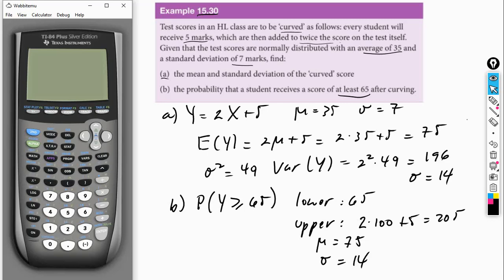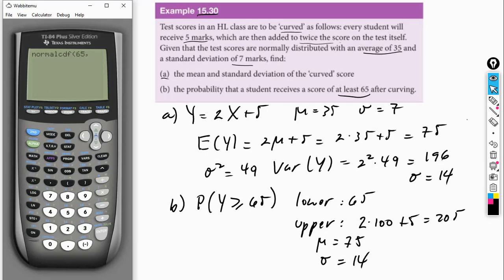So let's now go to the GDC to calculate this probability. So again, second variance, we go to distributions, and number 2, the normal cumulative distribution function. And then we're going to have that the lower limit is going to be 65.